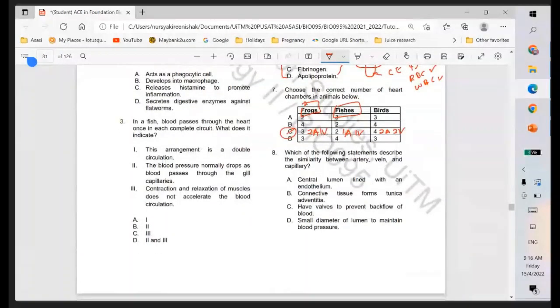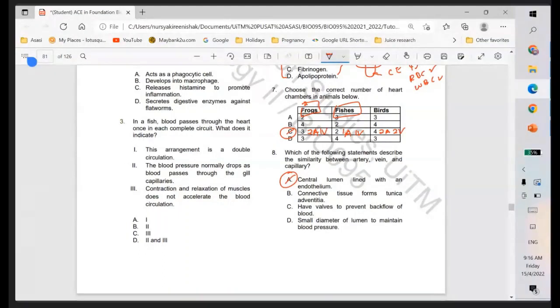Number 8. Okay, number 8, Shamil. Which of the following statements describe the similarity between artery, vein, and capillary? My answer is A. Central lumen lined with an endothelium.